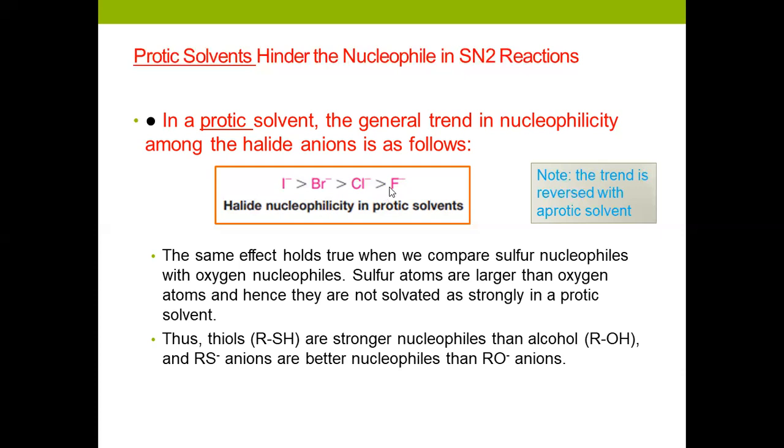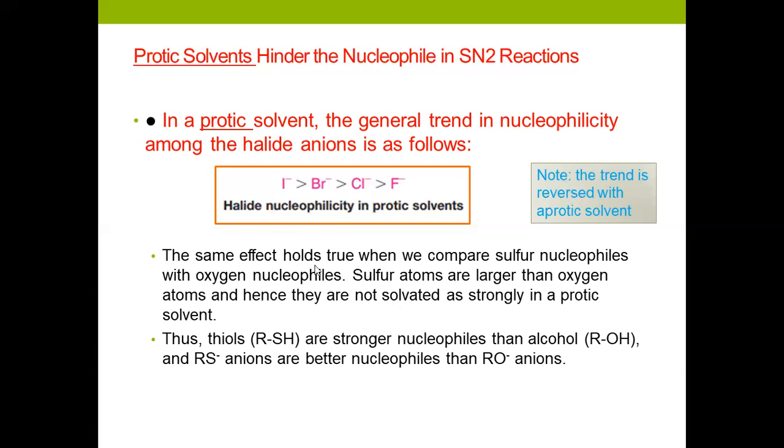And because of that, when the smaller ion is being stabilized in the presence of the protic solvent, it will become less available, or less reactive to the substrate. So there will be fewer reactions compared to when we are dealing with a larger ion here. I hope that you're taking notes, but that's what I was saying earlier. The trend is reversed when we are using a protic solvent.